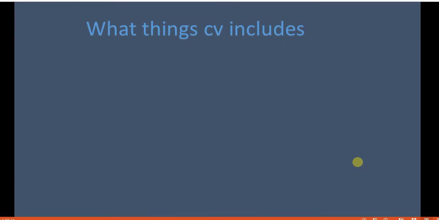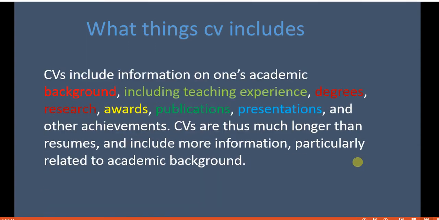What things does a CV include? What are the things that we have to write down inside a CV? CVs include information on one's academic background, including teaching experience, degrees, research, awards, publications, presentations, and other achievements. CVs are thus much longer than resumes and include more information, particularly related to academic background.